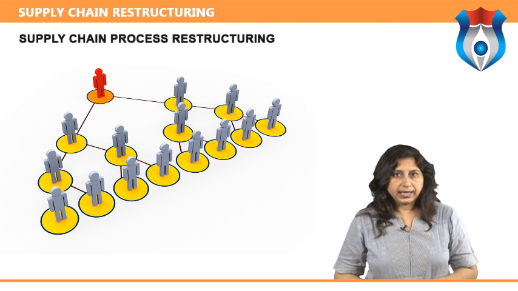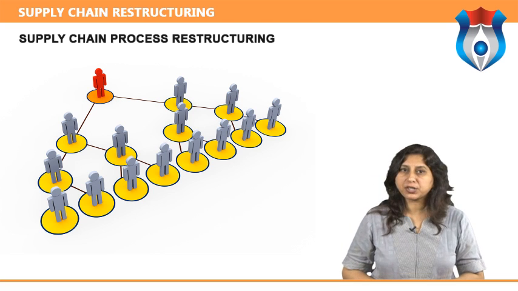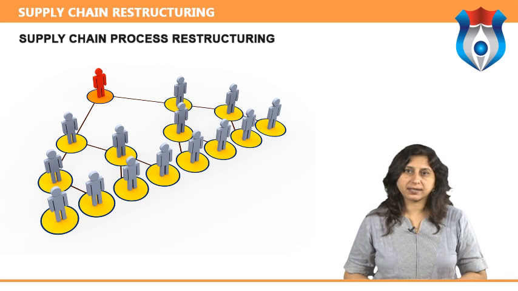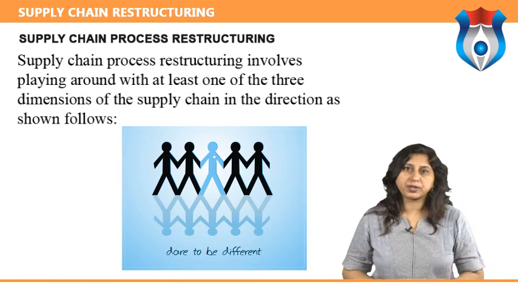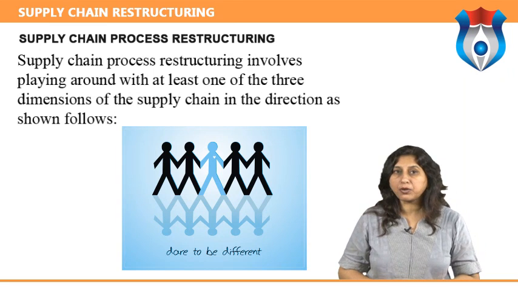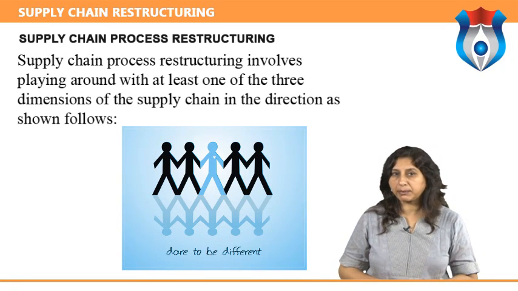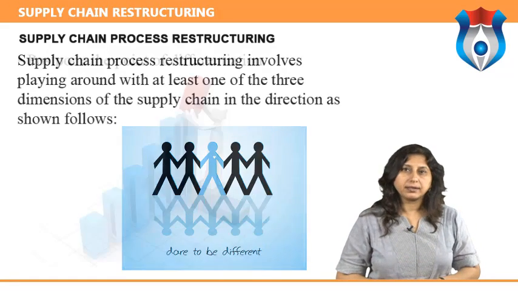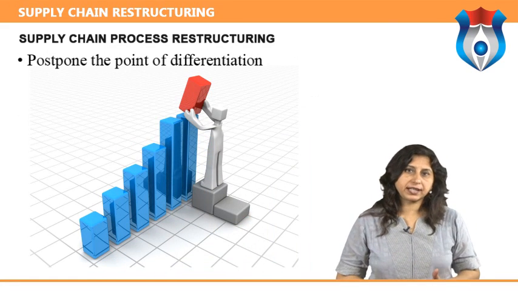In addition, the supplier could have an increased position on the market, which could limit our options of substituting him with one of its competitors. Supply chain process restructuring involves playing around with at least one of the three dimensions of the supply chain in the direction of postponing the point of differentiation.